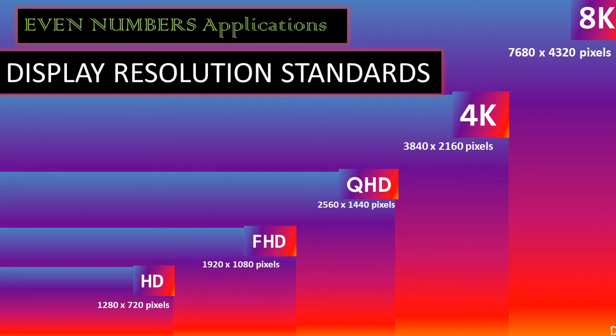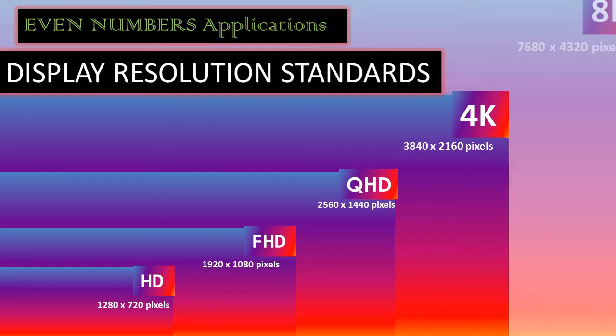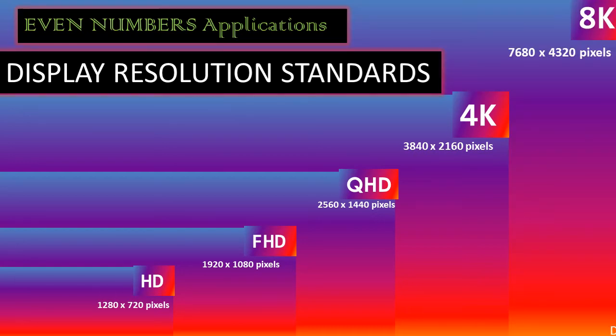And next is 8K. 8K means 7680 by 4320 pixels. So 8K means almost 8000 pixels, so that's why it is named as 8K. So these are the display resolution standards in even numbers. So these are the applications of even numbers.